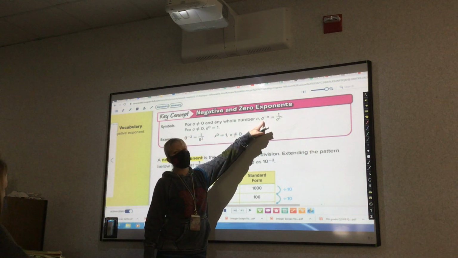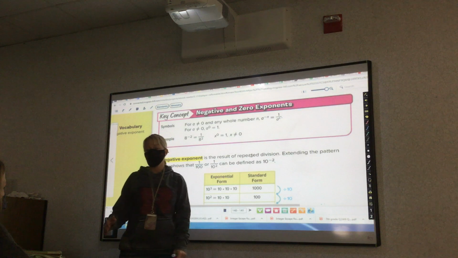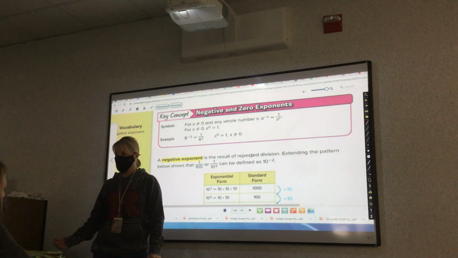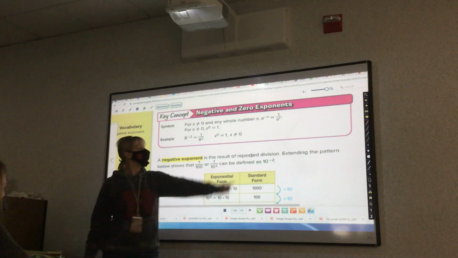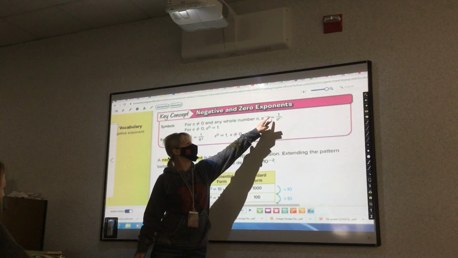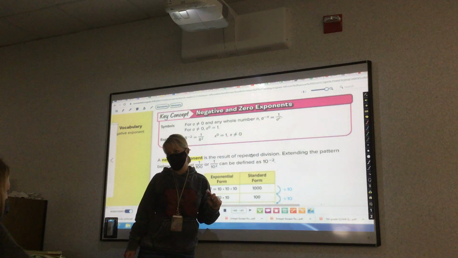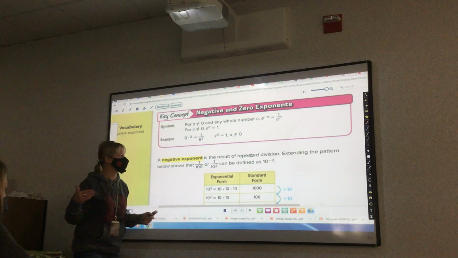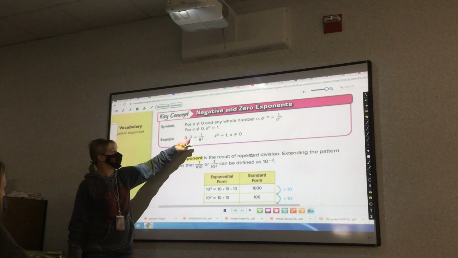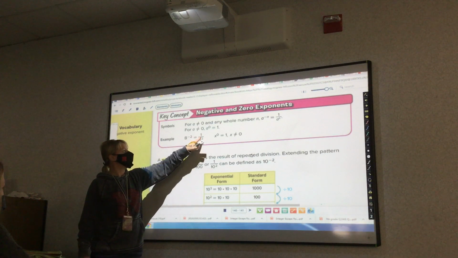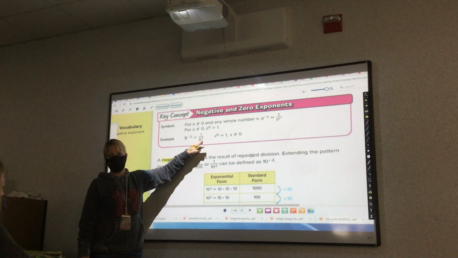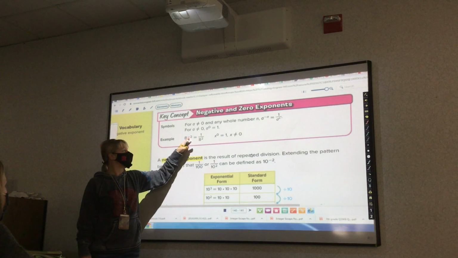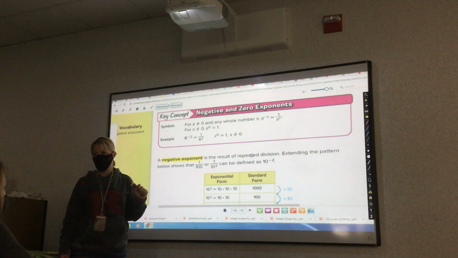Here's where they're going to show the negative exponent. All you do is you make it a fraction. That's it. You take whatever the exponent is and you put it underneath 1. I'm going to give you some examples here. So 8 to the negative second power would be 1 over 8 squared. So basically, by making it a fraction, you're getting rid of that negative sign.